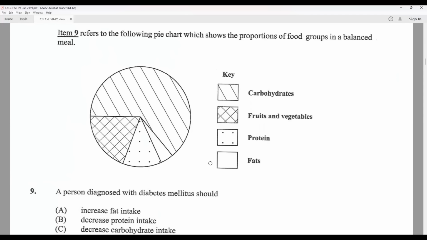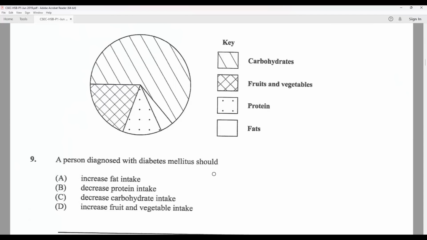So question 9 refers to the following pie chart, which shows the proportion of food groups in a balanced meal. We have carbohydrates, fruits and vegetables, proteins and fats. A person diagnosed with diabetes mellitus should very much be interested in their carbohydrate intake. They want to decrease that. So C.